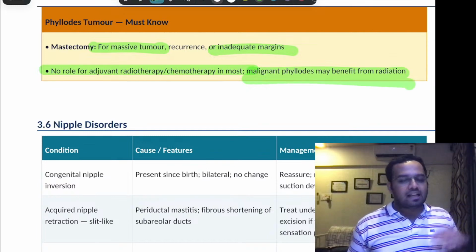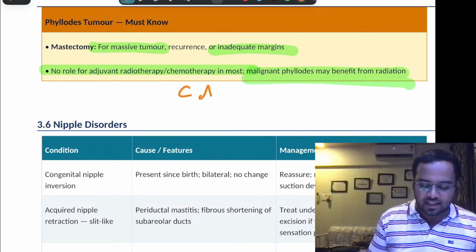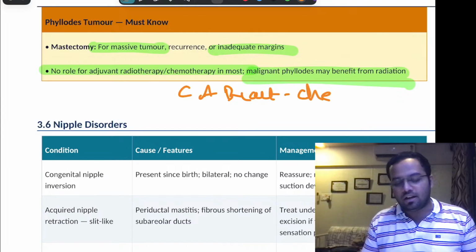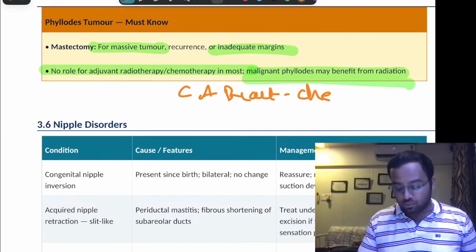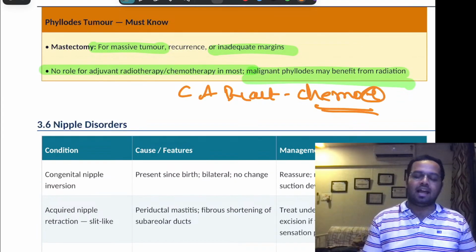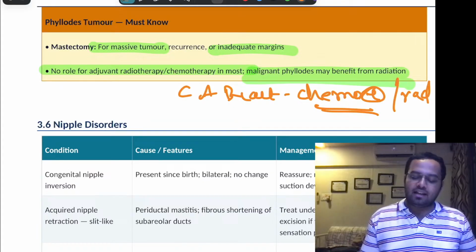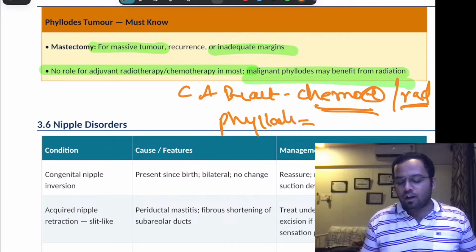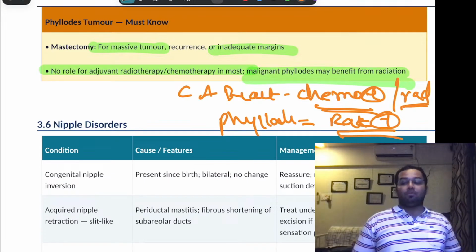So I would say that when you are going to talk about CA breast, chemo is given to almost all patients, except as I'm going to tell you. So chemo is given to everyone, radiation is optional. Radiation has some criteria, but when it's a phyllodes, there is no role for chemo, radiation is mandatory. So which patient needs what, you must know that.